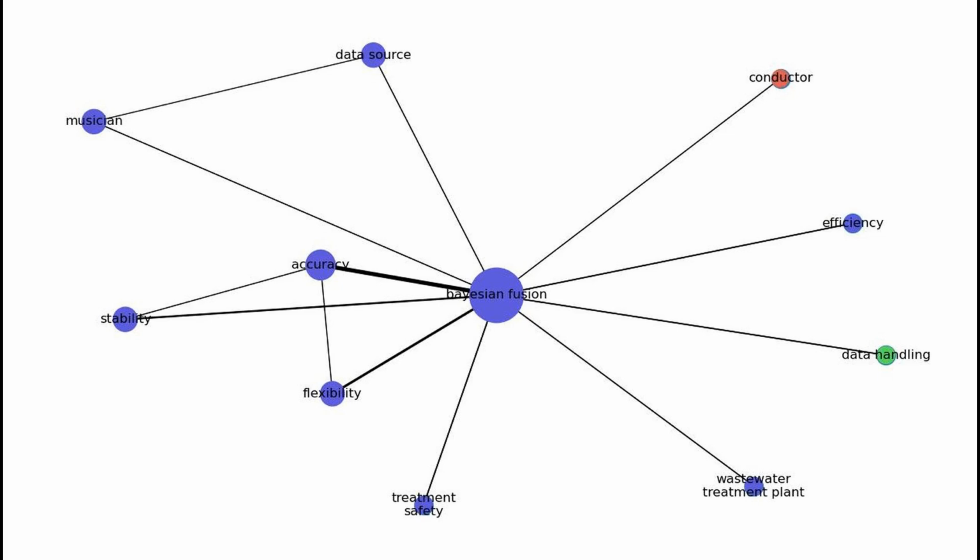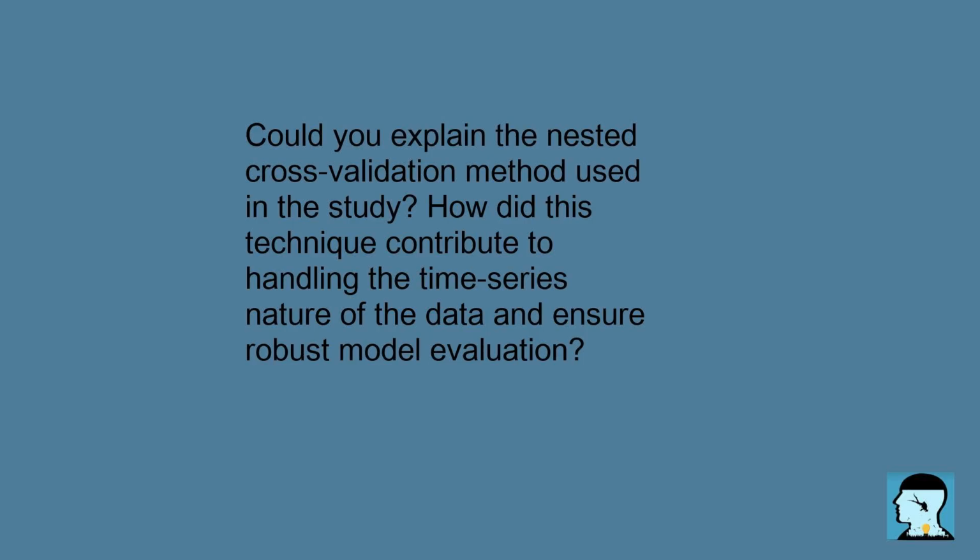This regularity helps maintain toxin levels below compliance limits, making the overall operation smoother and more effective. In summary, Bayesian fusion not only outperformed its peers in accuracy, but also provided stability and flexibility, making it an ideal choice for managing the complex and varied data from a wastewater treatment plant. It's fascinating to see how Bayesian fusion excels in this context.